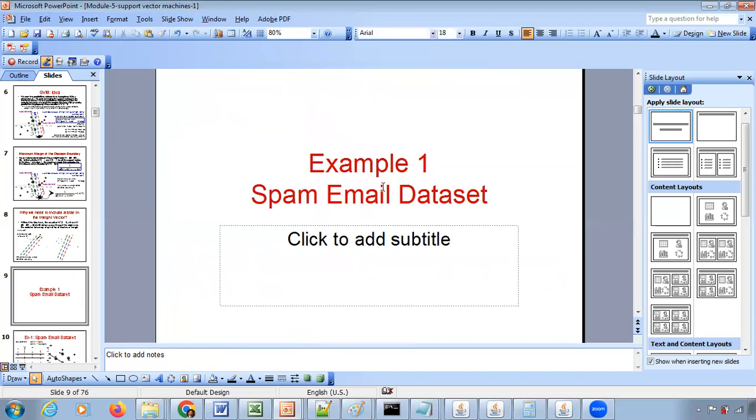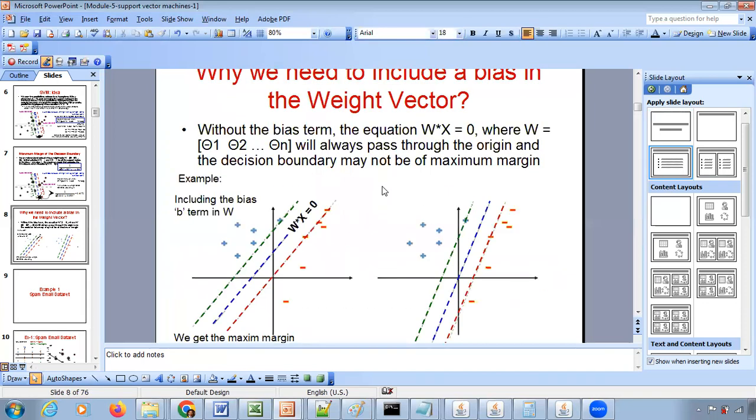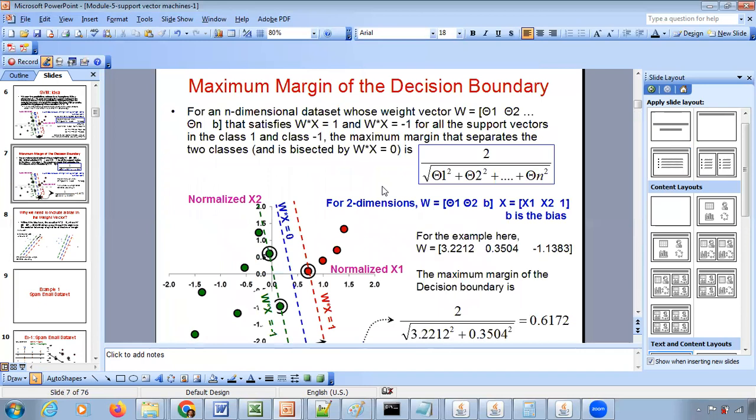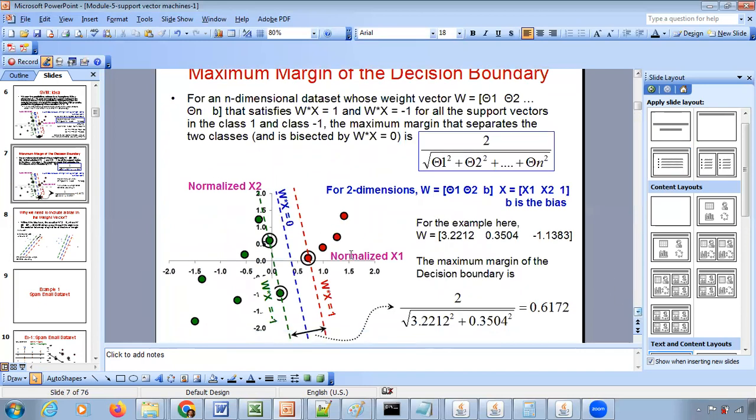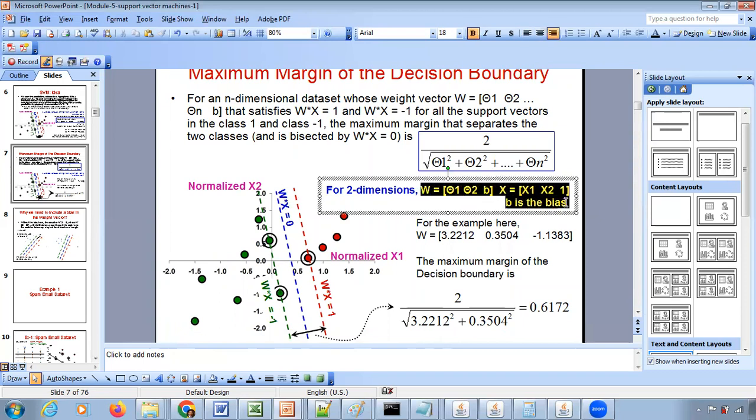Now, one thing that we also want to remember is that for any test data point, we'll find Wx equals the value. What is the value of W times X for the test data point? And if Wx is greater than 0, we'll say it belongs to class 1. And if Wx is less than 0, we would say it belongs to class -1.